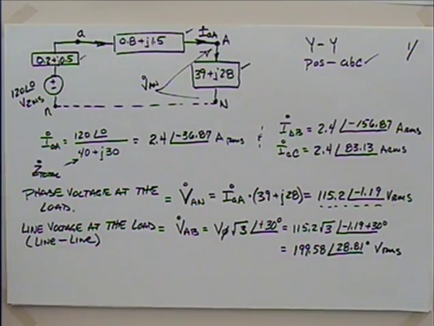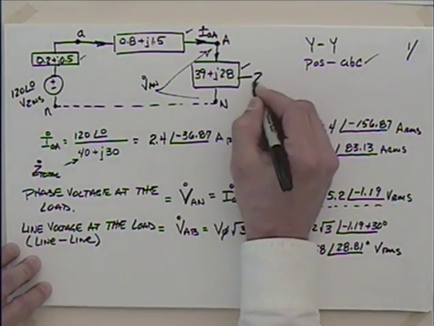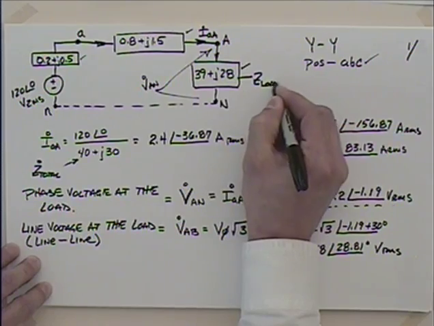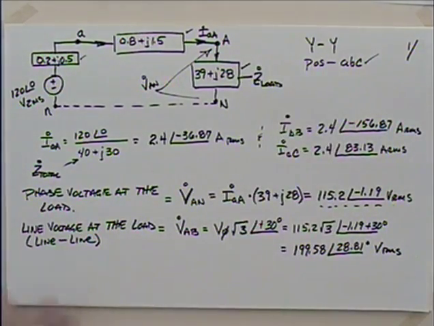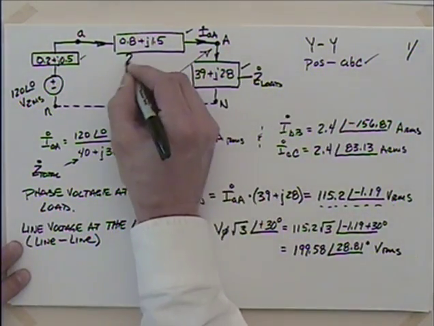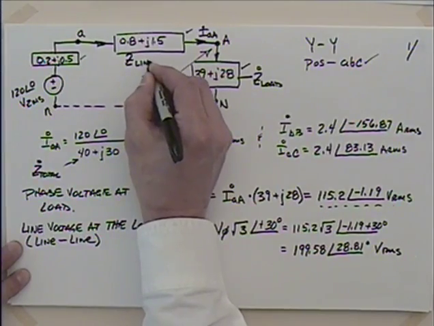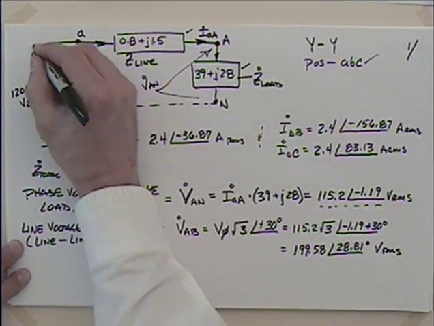So when we find phase voltage at a load, is our load the 39? Is the impedance of the load 39 plus J? Yes, this is the load. This is going to be Z for the load. Whereas this is Z for the line. And this is the internal impedance for the generator.